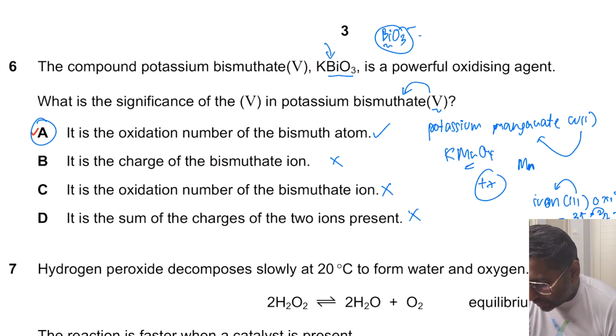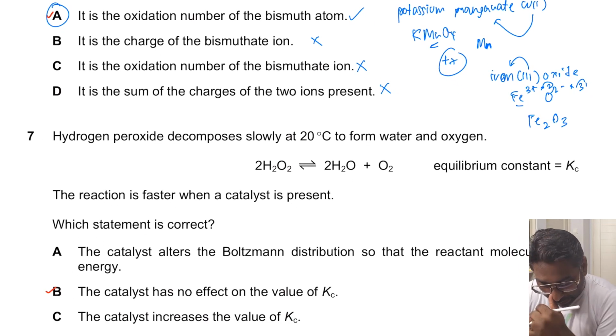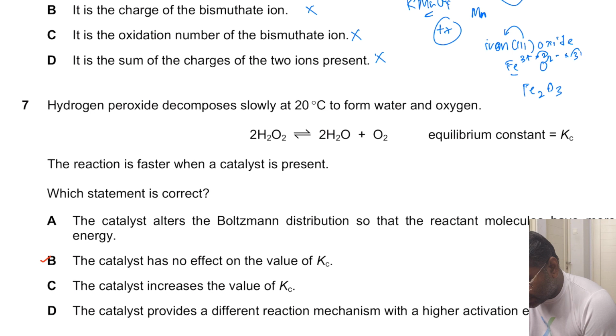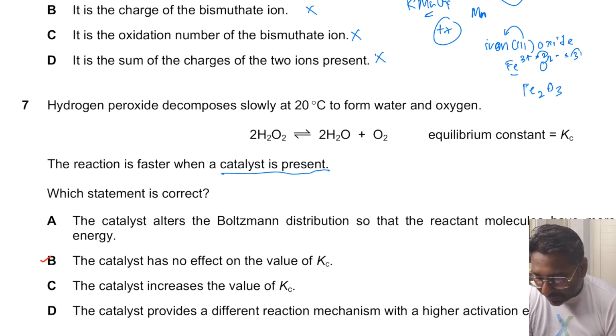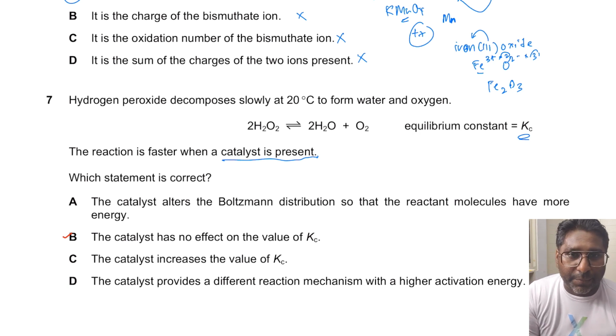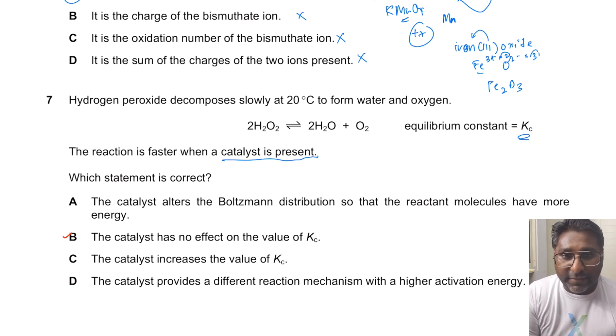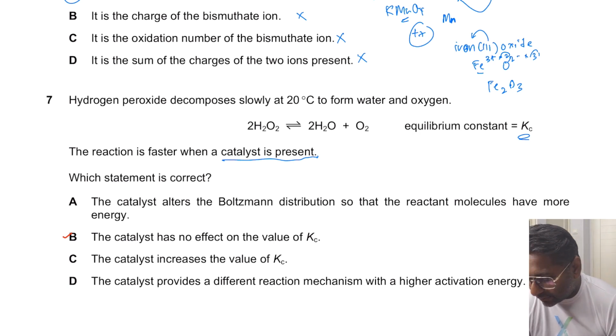Okay. Now, number 7, hydrogen peroxide decomposes slowly to form water and oxygen. The reaction is faster when the catalyst is present. So they are asking which statement is correct. So please remember, KP and KC, equilibrium constants, are only affected when there is a change in temperature only, yeah. So pressure, concentration, catalyst, they do not affect the KC values, yeah. So which statement is correct?